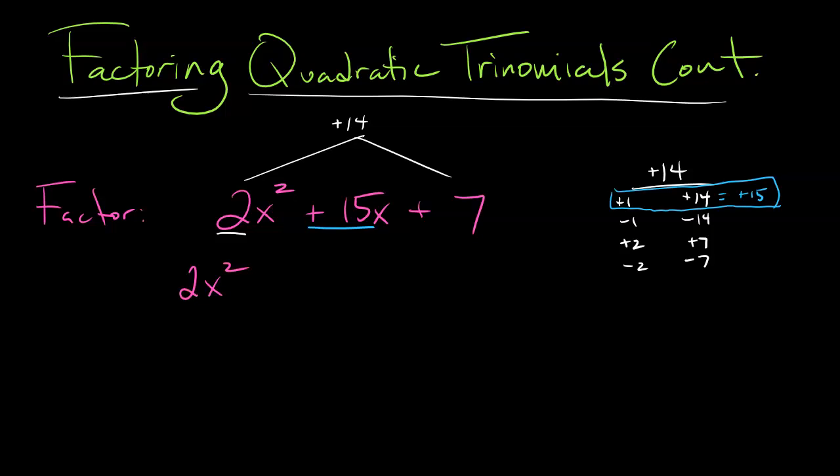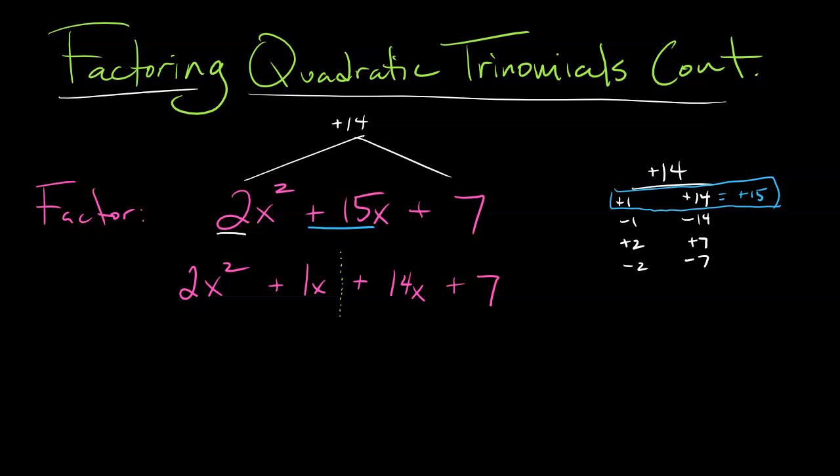Then what we are going to do is replace the 15 with 1 and 14. And the order you place them in doesn't matter. I could have put the 14 first, I could have put the 1 first. It's your choice. Once you have it split apart, the next step is to split this in half. And this is going to be factor by grouping.